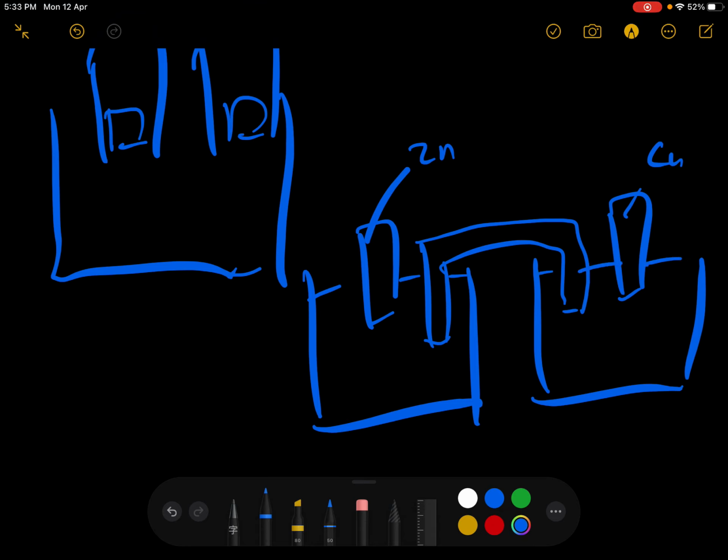And then the solution has to contain that substance as well. For example, in a zinc electrode, your solution has to contain zinc, for example, zinc sulfate. And then for copper, it has to be copper sulfate.